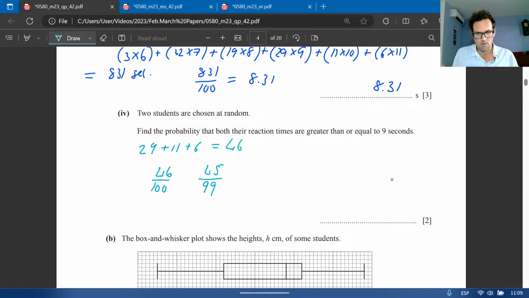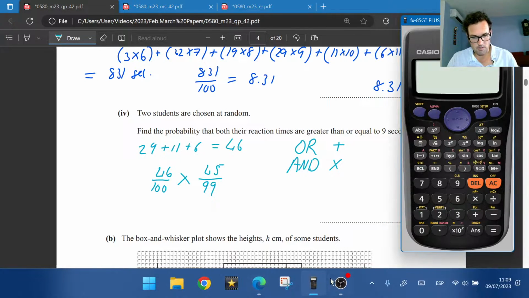Then we think, what are we going to do? Are we going to add this or multiply this? So remember the rules. If it's or, we add. If it's and, we multiply. And here we have to pick one student and then pick another student. It's not that we pick the one or the other one. No, we have to pick two students with a reaction time of 9 seconds or more. So we're going to multiply those two together. So let's do that.